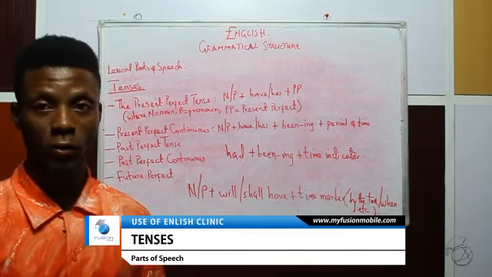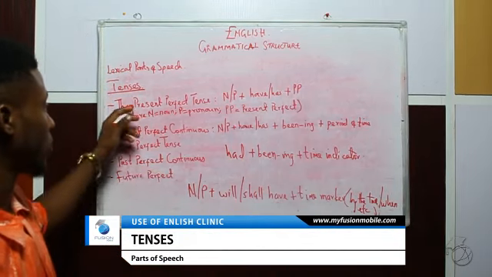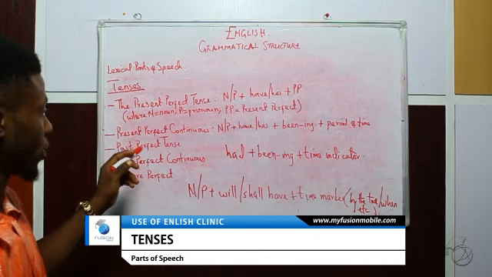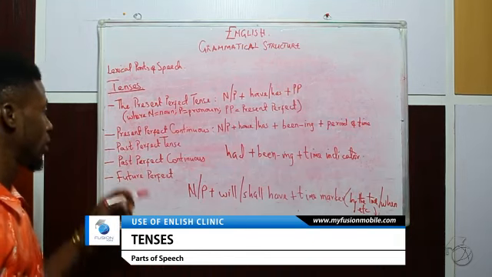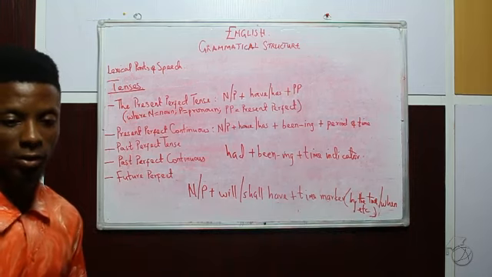The same thing goes for the previous tenses that we've discussed: the present perfect tense, the present perfect continuous tense, the past perfect tense, past perfect continuous, and the future perfect tense.